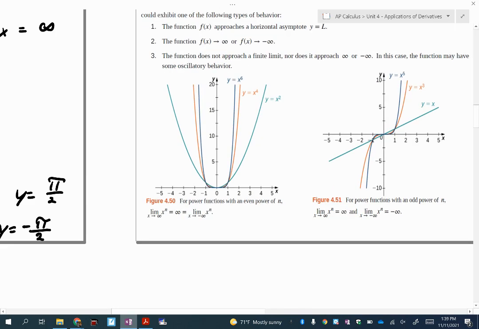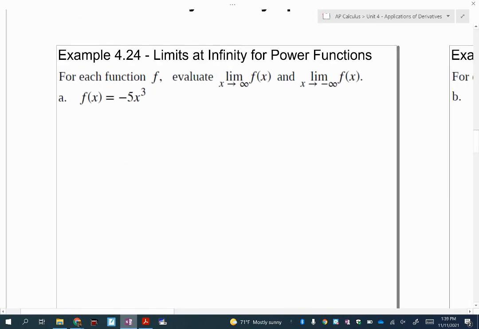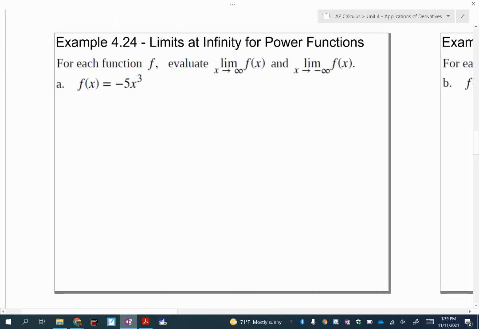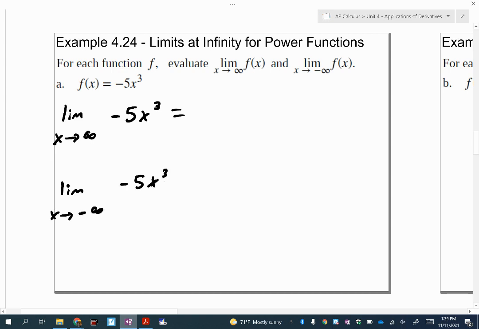Okay, so let's try one right here. We want to look at the limit as x approaches infinity of negative 5x cubed, and the limit as x approaches negative infinity of negative 5x cubed. Now, what I like to do with these is I'm going to do the graph of it, but I'm also going to be using a table. Sometimes it helps to do a table if it's tough to see with the graph.